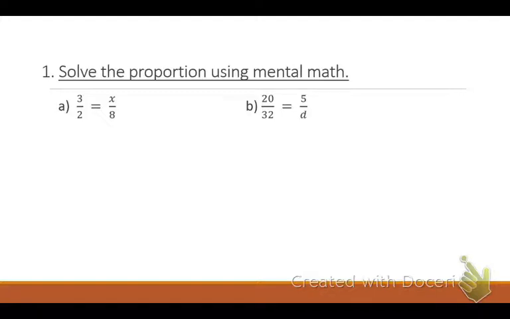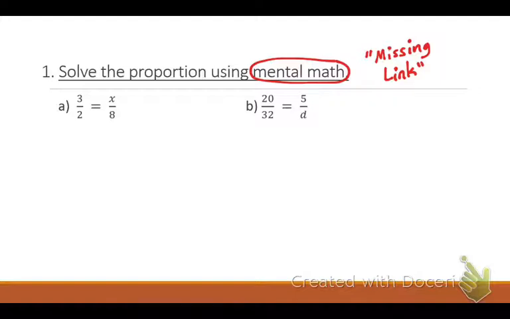First thing I would like you to do is take your red pen and circle mental math. So this first one that we're going to be talking about today is called mental math. And when you're doing something like that, write this to the side. You are basically trying to find a missing link. Mental math is actually my favorite way to solve a proportion because it is the fastest way.